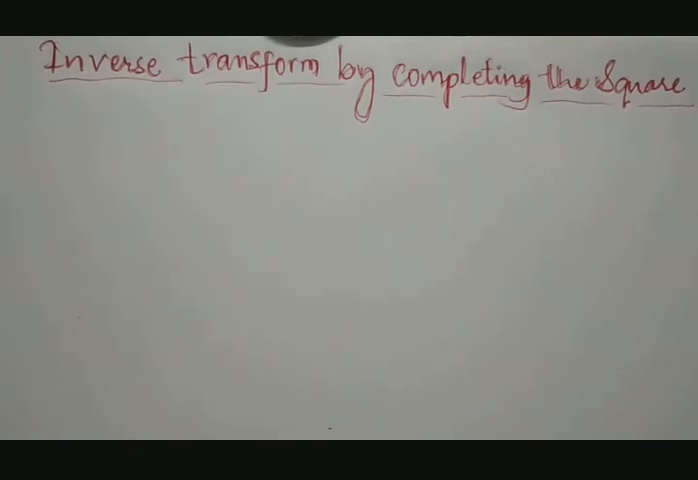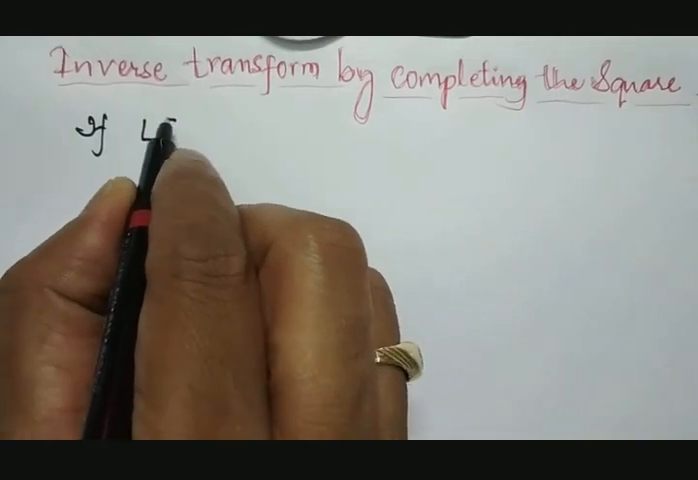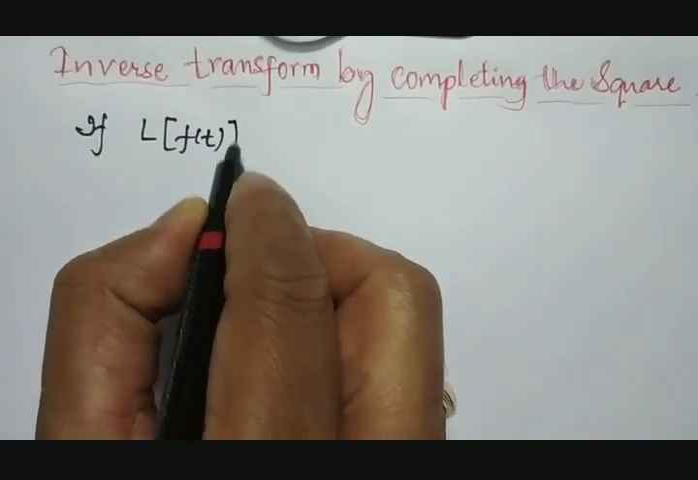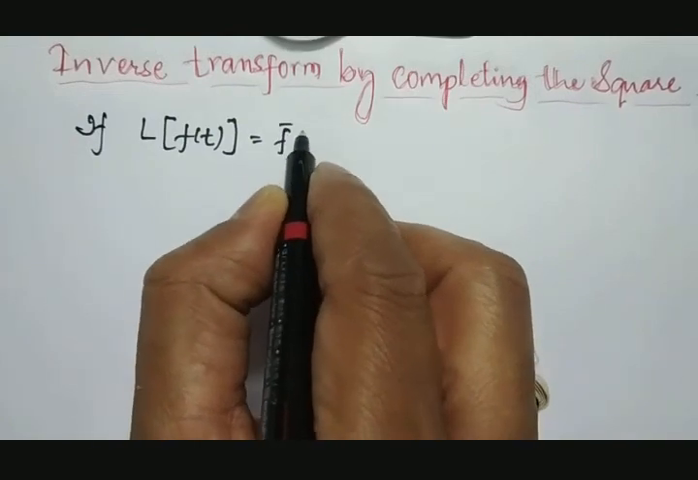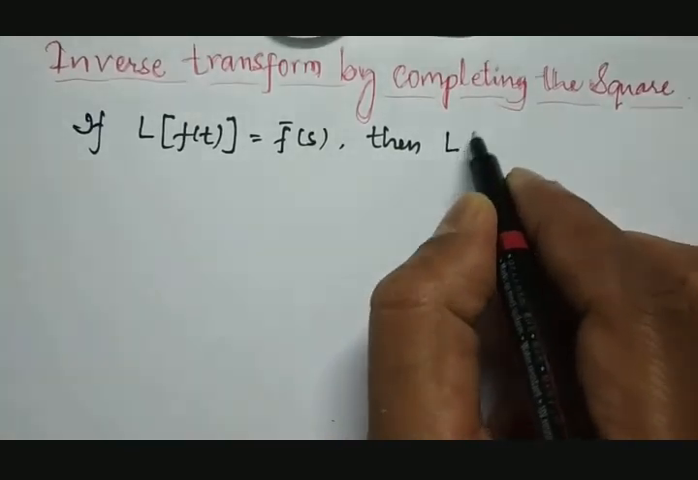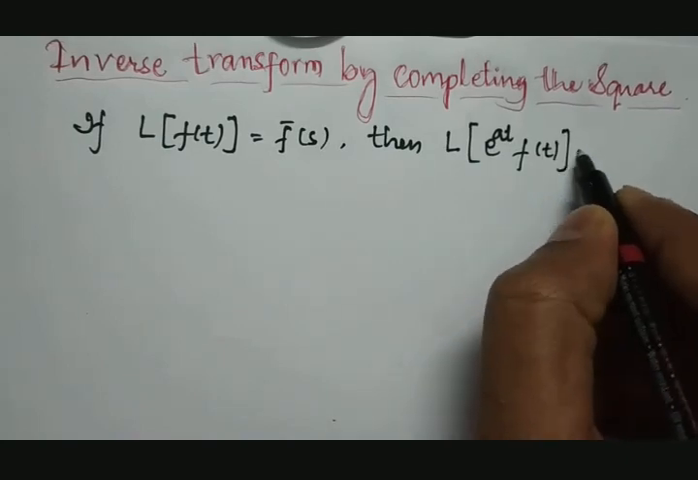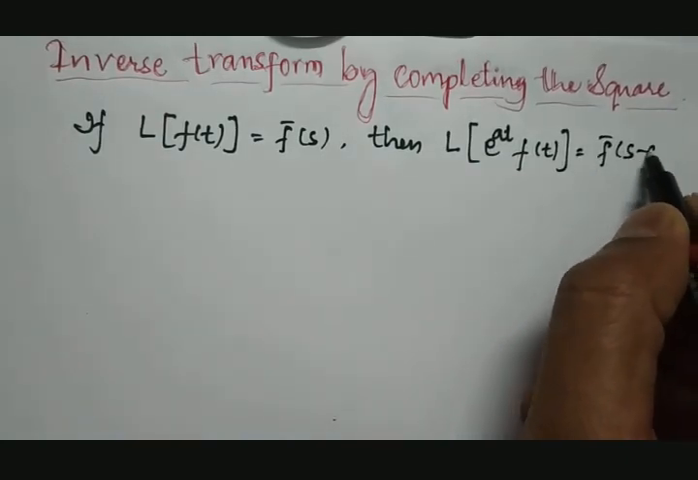In this session, we are going to discuss how to obtain the inverse Laplace transform by completing the square of the given example. For this, what we need is a basic property which we have already discussed. What that property says: if Laplace transform of f of t is equal to f bar of s, then Laplace transform of e raised to at into f of t is equal to f bar of s minus a.